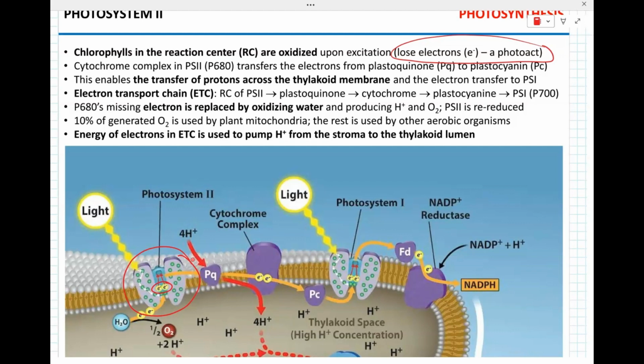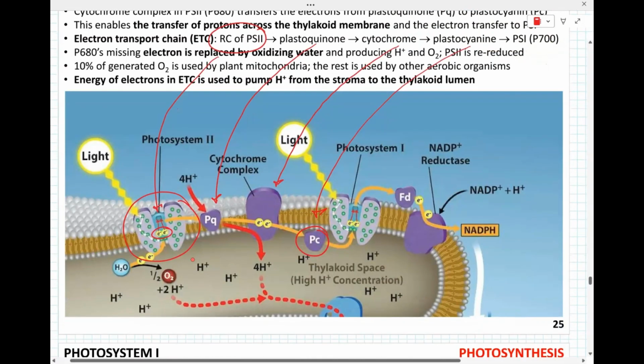The electrons that have been energized in photosystem 2 transfer from the reaction center to plastoquinone and then to the cytochrome complex. The role of the cytochrome complex is to move the electrons further to the molecule of plastocyanin. Every movement of electrons facilitates the pumping of hydrogens across the membrane into the inner space of thylakoids. You've already seen that, haven't you? This is an electron transport chain.